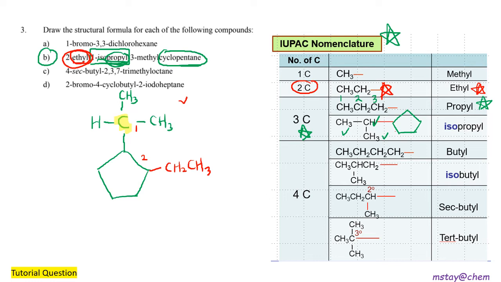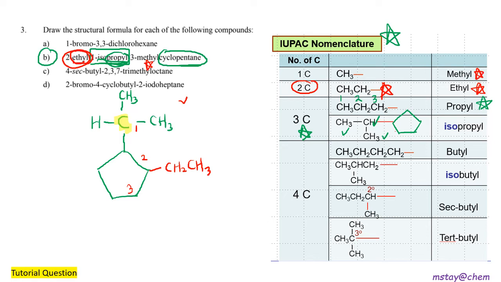Okay, so the next one will be 3-methyl. That means if you already chose clockwise, then you have to follow it. So this one will be considered the third carbon and will attach to methyl.